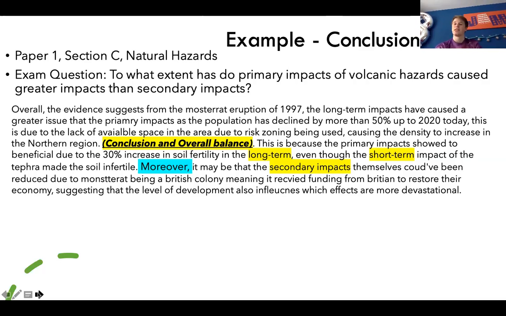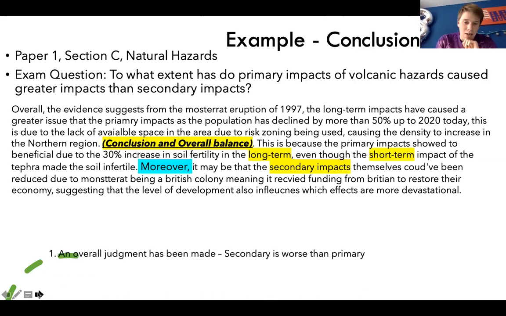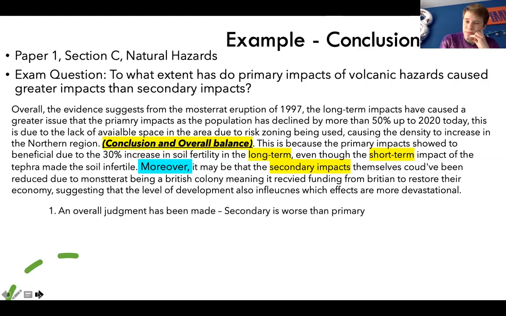I know I'm saying a lot here, but it helps to just watch it as you read it. It could have received funding from Britain to restore their economy, suggesting that the level of development also influences which effects are more devastating. Or devastational, that's what Google gave me. So basically, as you look here, I think I've written it. There we go. So an overall judgment has been made.